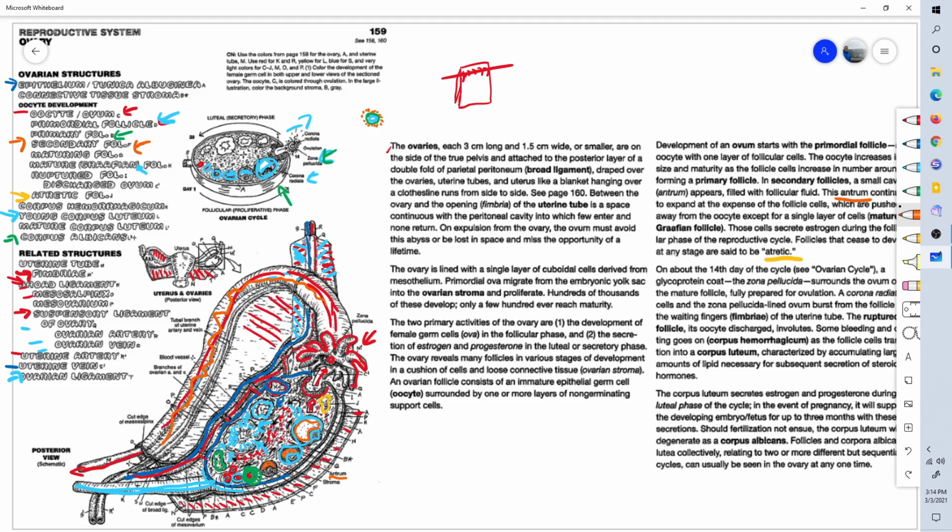Now, the corona radiata, what it does: the egg needs to be fertilized as well. The sperm cell cannot get into the ovum to fertilize it because of the zona pellucida. Well, when the sperm arrives, it will break down that zona pellucida right there. It'll break that area down and provide an entry point for the sperm cell.